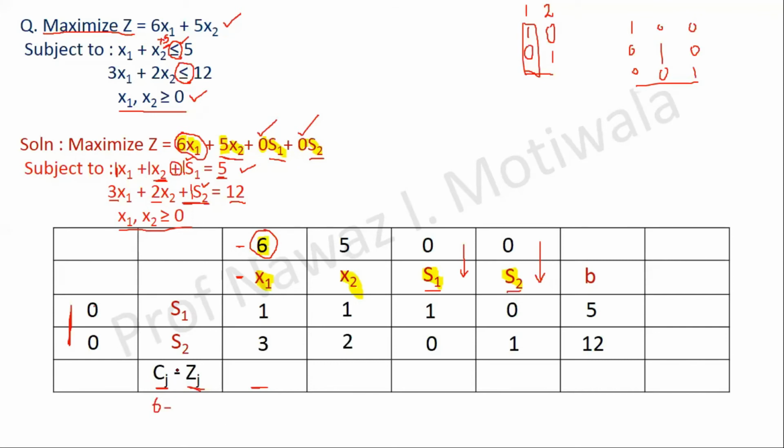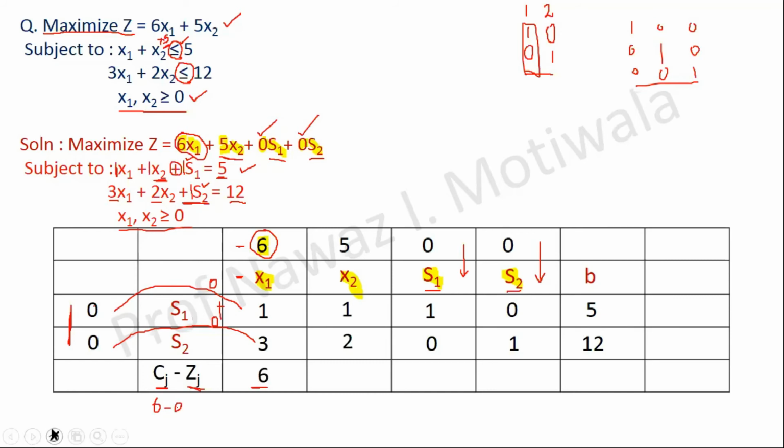Now what is Zj? If I am finding the Zj of this particular column, I have to multiply this with this. So it will be 0 into 1 plus 0 multiplied by 3. What will be the answer? 0 into 1 becomes 0, 0 into 3 becomes 0. Adding these two values gives me 0. So I will write 6 minus 0 and my answer will become 6.